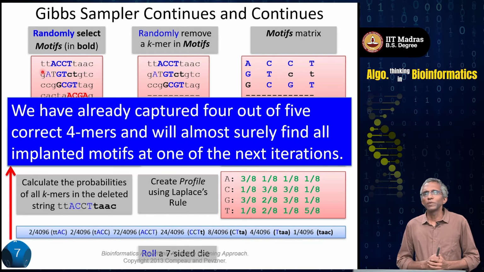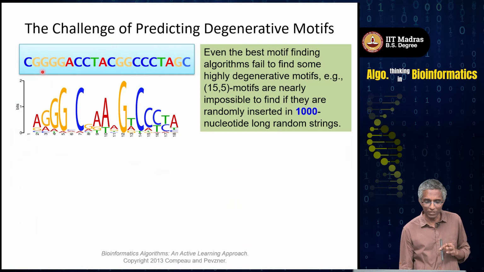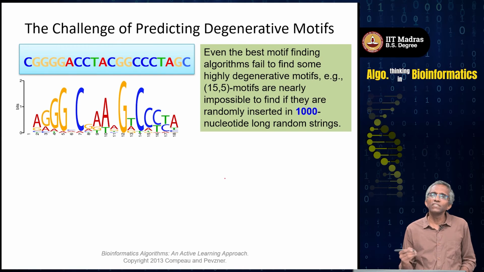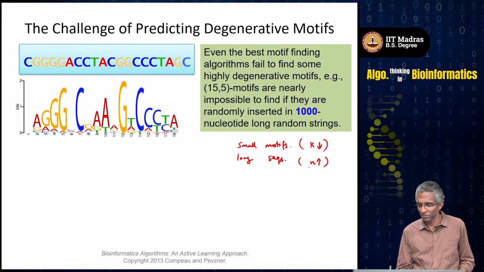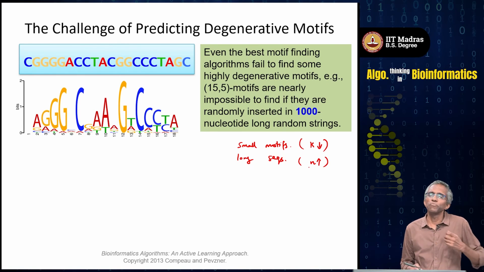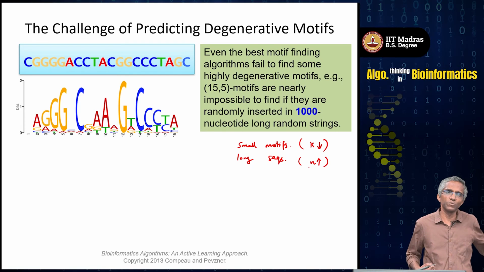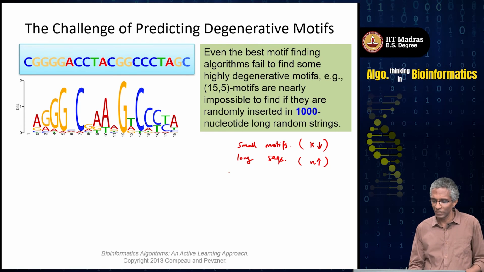our discussion of the Gibbs sampler algorithm, and let us look at one more slide on what are some of the remaining challenges in this particular field. The challenges really come in when you have small motifs and then long sequences. This means that k is small, and then you have long sequences, which means n is very large, and then you have not very many sequences, but a very small set of sequences. So sample size is small.